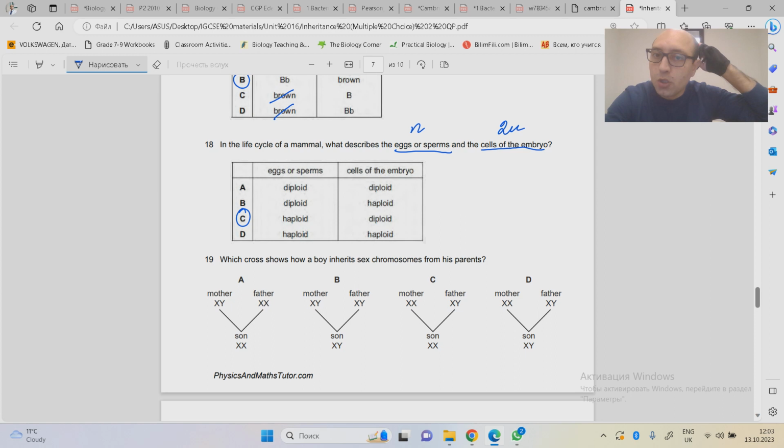19. Which cross shows how a boy inherits sex chromosomes from his parents, guys? So boys are XY, so let's eliminate C and A. And mother can't be XY, answer is D.